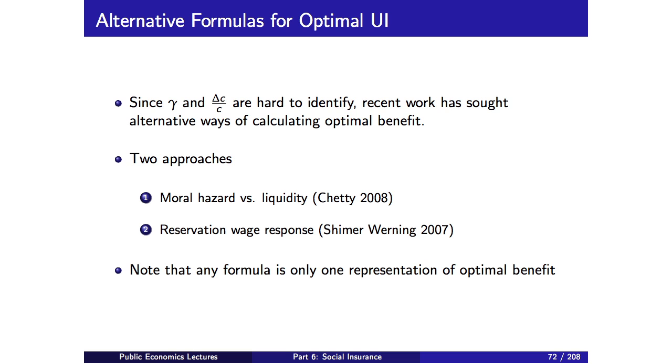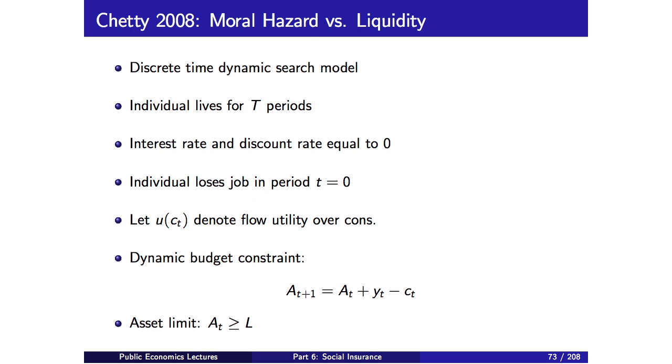So today we're going to talk about two approaches. The first is this moral hazard versus liquidity approach, which is basically like an income versus substitution effects decomposition. And then the second is using data on reservation wages, which is the paper by Shimer and Werning in the QJE, and this other paper in the JPE. So let's start with the moral hazard versus liquidity.